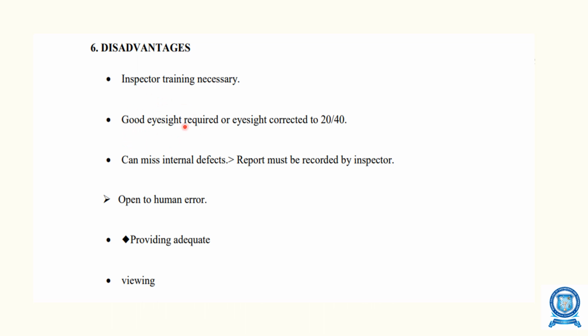And the person should have good eyesight, because if the eyesight is not very clear, then he may miss some internal defects. And the other disadvantage is that human error is common, so some human error may happen. So these are some of the disadvantages of visual testing.